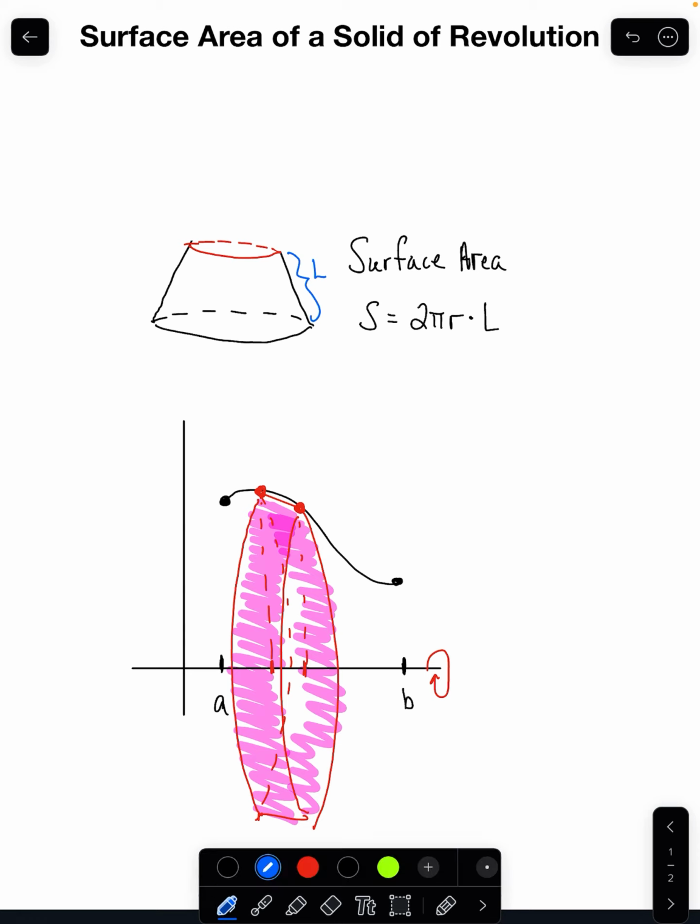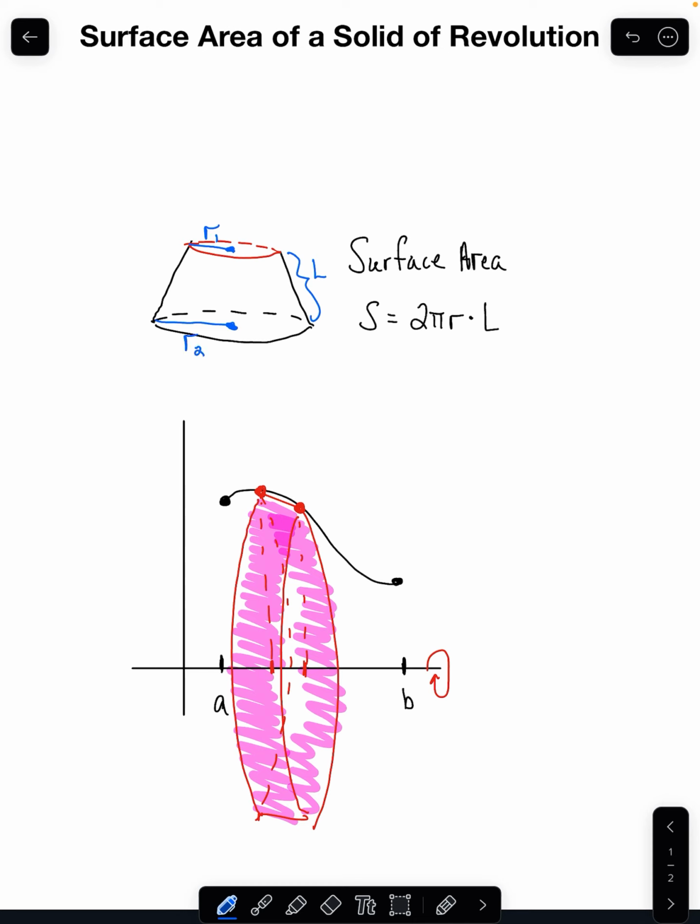R, then, is the average of the 2 radii of the upper circle and the lower circle. So we could call this top radius r sub 1 and this bottom radius r sub 2. And r then is equal to the average of those 2 radii. You might think of it as the radius halfway up that frustum. This is the formula for the surface area.